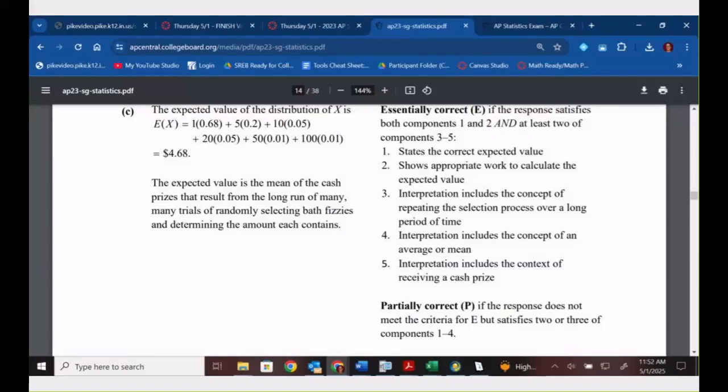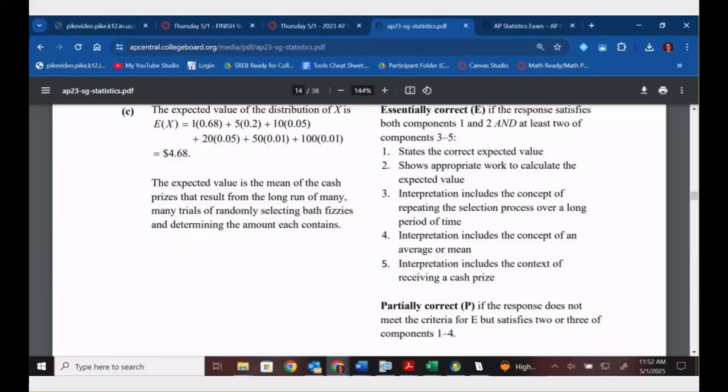Number 3, interpretation includes the concept of repeating the selection process over a long period of time. The expected value is the mean of the cash prizes that result from the long run of many, many trials of randomly selecting Bath Fizzies and determining the amount each contains. So you have to have the idea of repeating this over a long period of time, so many, many times or over the long run.